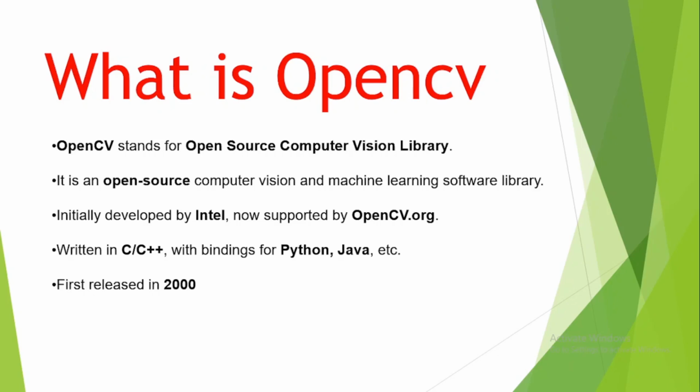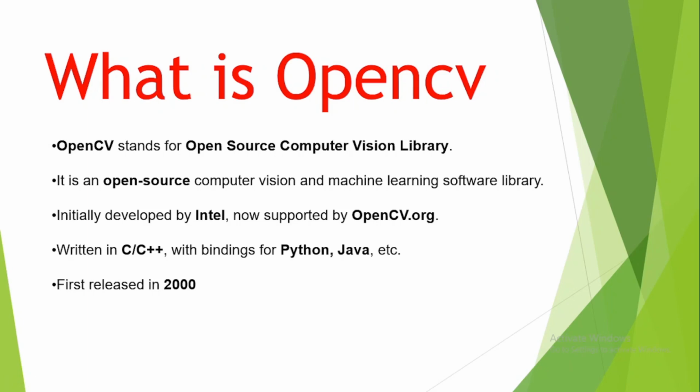Today we are going to see the installation steps of Python with OpenCV. But before that, we are going to see what OpenCV is. OpenCV stands for Open Source Computer Vision Library. It is an open source computer vision and machine learning software library. Initially it was developed by Intel, and now it is supported by OpenCV, which is written in C or C++ with bindings for Python and Java. It was first released in 2000.